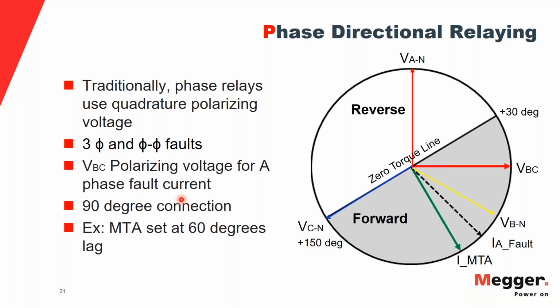And we saw why it is called the 90-degree connection. In this example, the maximum torque angle is set at 60-degree lag, meaning that my current here is lagging my polarizing quantity by 60 degrees. That's the maximum torque angle. And based on the maximum torque angle, I can define my forward and reverse zones.